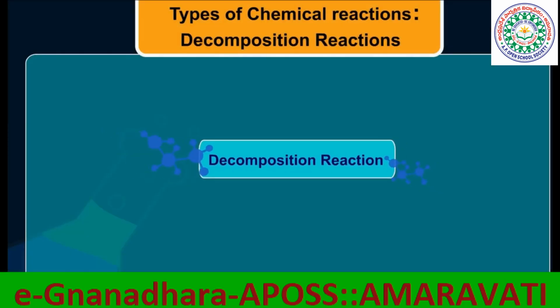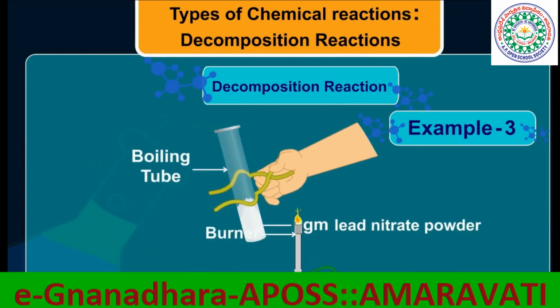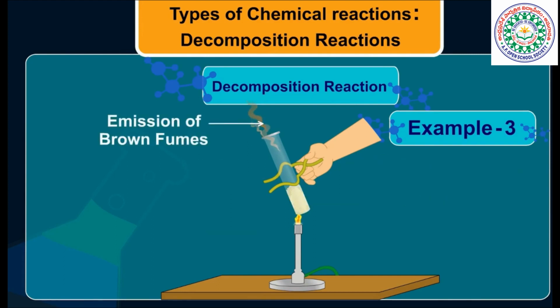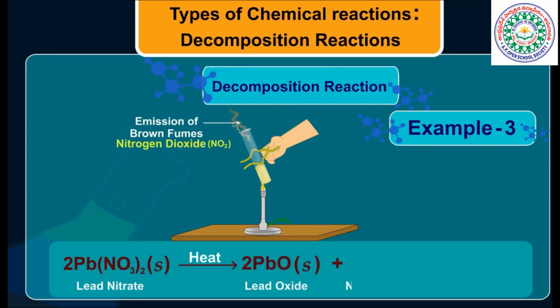Let us take one more example of decomposition reaction. Take about 2 grams lead nitrate powder in a boiling tube. Hold the boiling tube with a pair of tongs and heat it over a flame. You will observe the emission of brown fumes. These fumes are of nitrogen dioxide, NO2. The reaction that takes place is lead nitrate decomposes to form lead oxide, nitrogen dioxide, and oxygen.